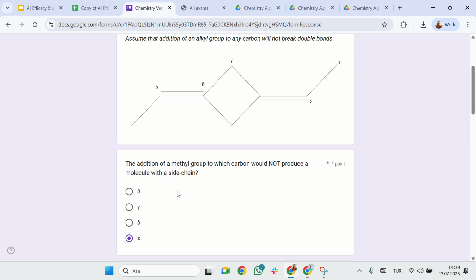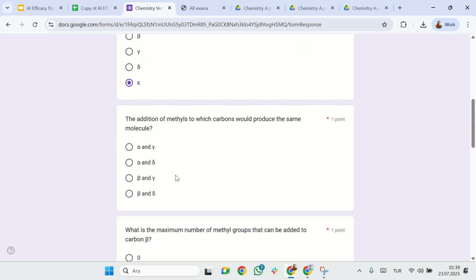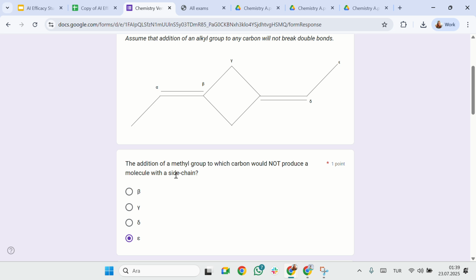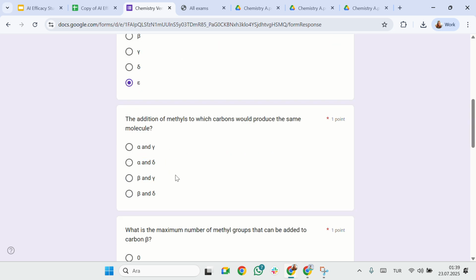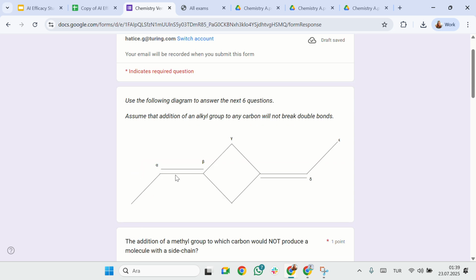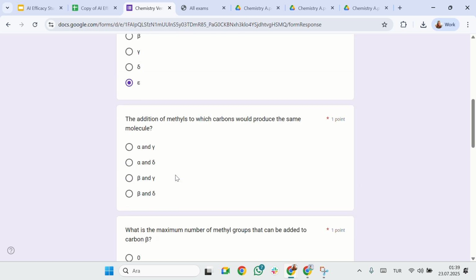Alpha and gamma would break. Oh. Produce the same molecule. How can it produce the same molecule if we add something to it? Oh, at the same time. Okay. Interesting. Yeah, I'm gonna go with alpha and delta.